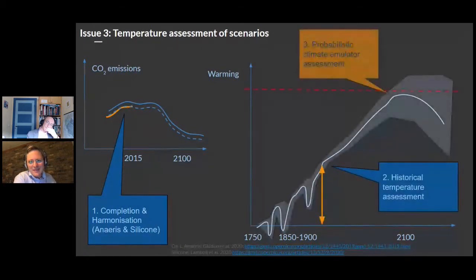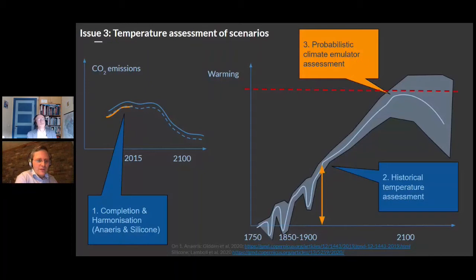For your warming assessment, the historical temperature assessment is important. So, for example, whether since pre-industrial to today it was 0.8 or 0.9 or 1.0 degrees, and then the probabilistic emulator comes into play to exactly determine whether your scenario has a 60% chance or 50% chance to stay below 1.5 or 2 degrees. Next slide. And also the covariance is important.